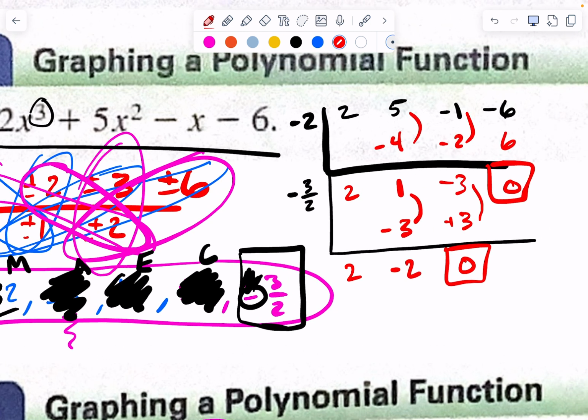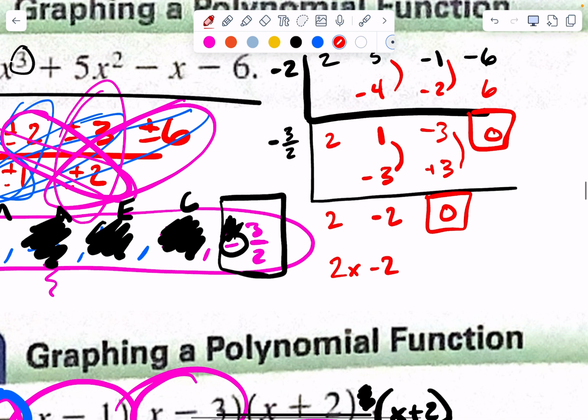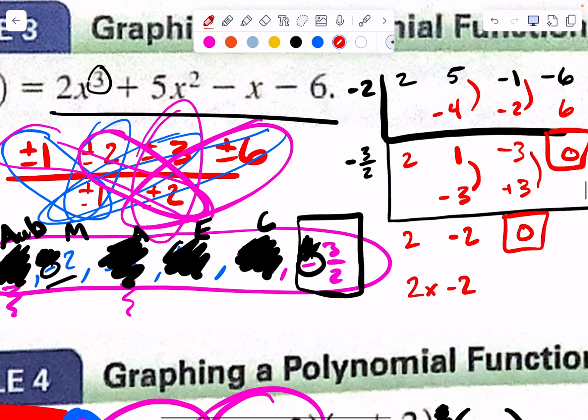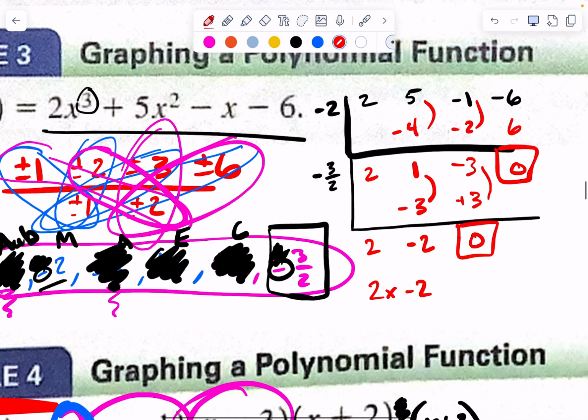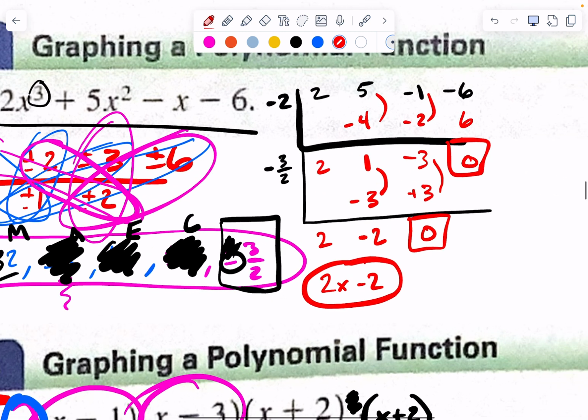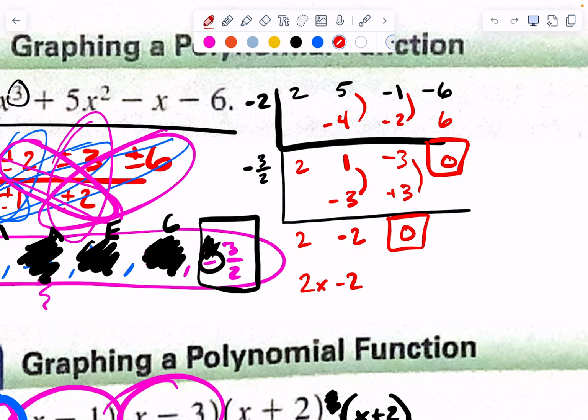So this guy is 2x minus 2. The positive 1 works. Yeah, the positive 1 works. That's what I thought. Okay, so this was my last bubble, right? But instead of writing it as 2x minus 2, I'm going to write that as 2 times x minus 1. Can I do that? I'll pull that out, right?